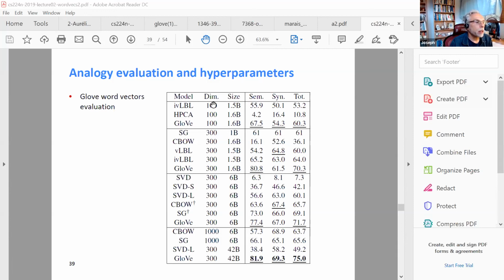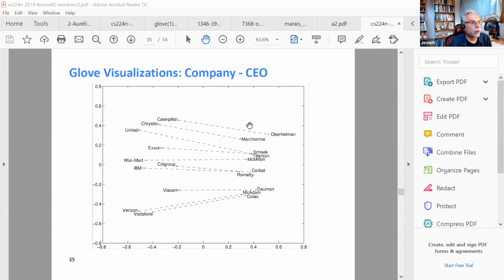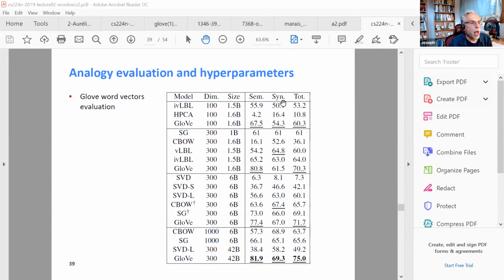And here is the dimensionality of the word vectors and the size of the corpus. Those are sort of the hyperparameters. And he's doing some kind of semantic testing and some kind of syntactic testing, which he hasn't really specified, but you can imagine they're similar to the ones that we saw up here. And then he has scores, and he shows that in almost all of these, GloVe gets the best score.